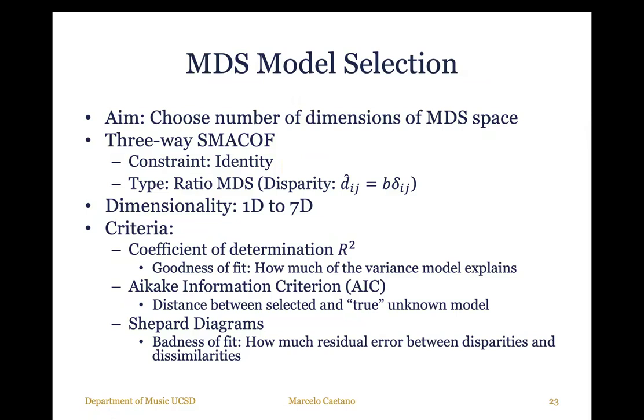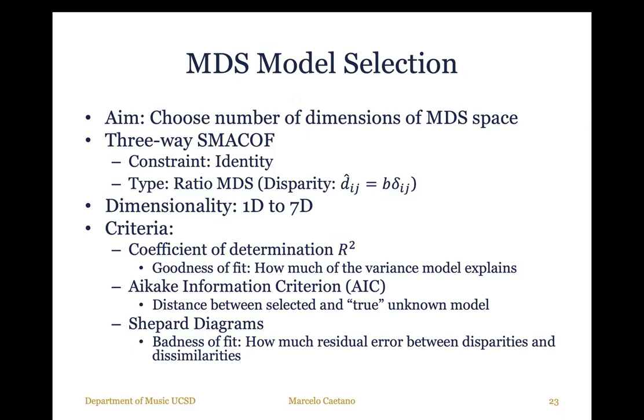So now we want to select the MDS model. The aim is to choose the number of dimensions of the MDS space. We are using 3-way Smacof for multidimensional scaling, MDS. The constraint here is identity for model selection. We're using ratio MDS, where the disparities just have a multiplicative constant. And to choose the dimensionality of the space, we're going to do identity from 1 to 7 dimensions and use 3 different criteria.